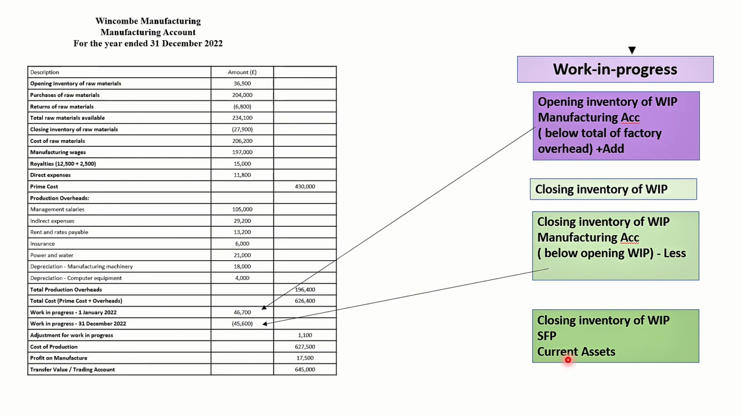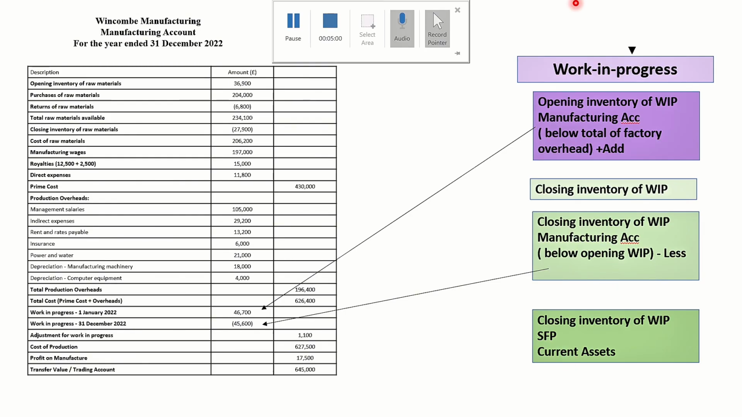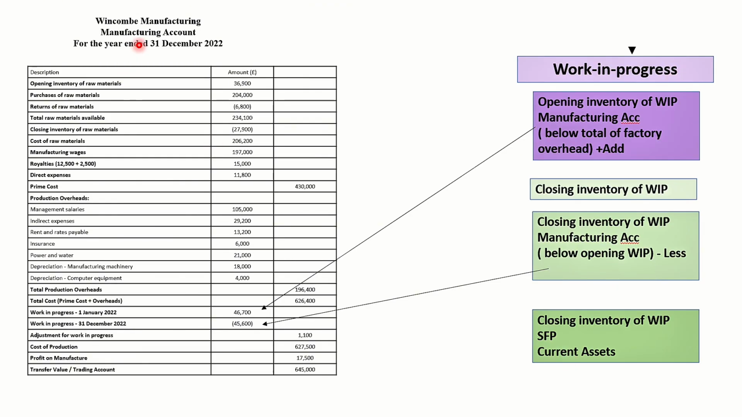Work in progress. Work in progress reflects in the manufacturing account. You adjust these two values just after finding the total production overhead. Opening work in progress is added, as you can see here, and closing work in progress is deducted. This closing work in progress will also reflect in a statement of financial position under current assets.